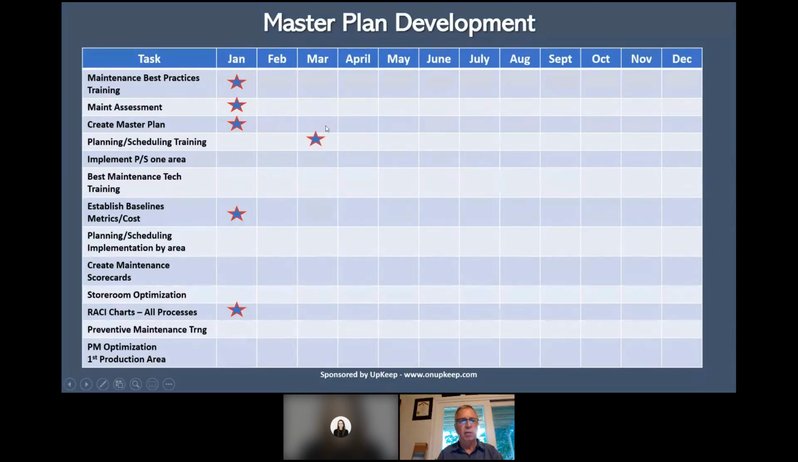Okay, so now we go to February. You see, we're moving forward with this maintenance best practices, that part of this assessment master plan. So March, we start planning and scheduling training. Then we go to April, best maintenance technician training, teaching technicians the best way to do something.